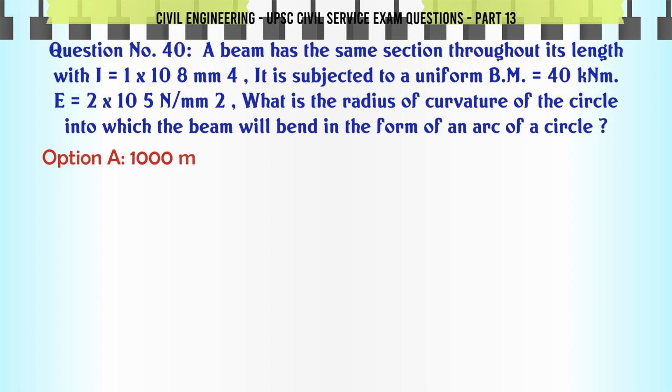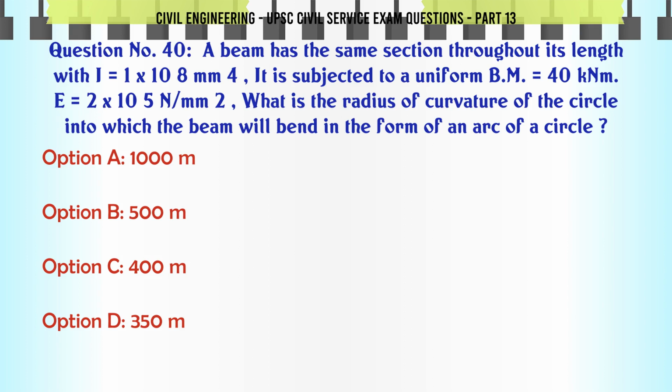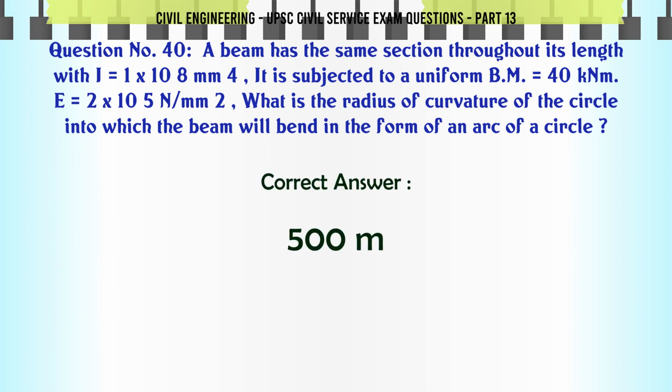A beam has the same section throughout its length with I1 extend 8 mm. For it is subjected to a uniform BM 40 kN. E2 extend 5 nm. What is the radius of curvature of the circle into which the beam will bend in the form of an arc of a circle? A: 1000 m. B: 500 m. C: 400 m. D: 350 m. The correct answer is 500 m.